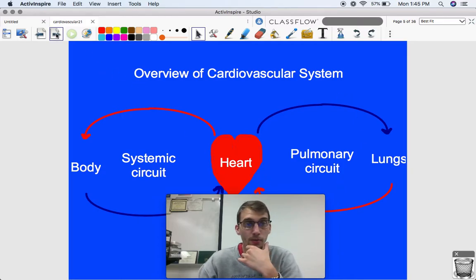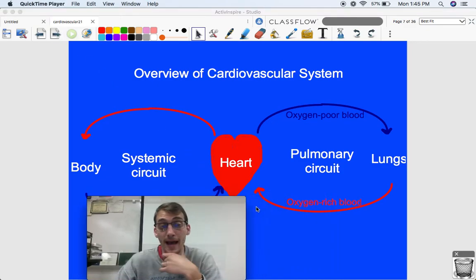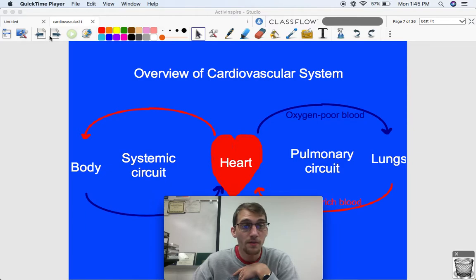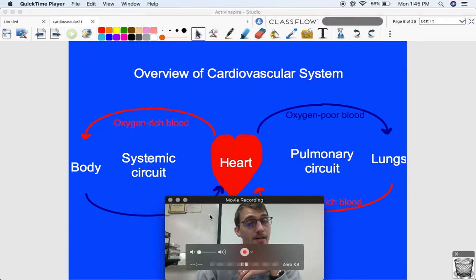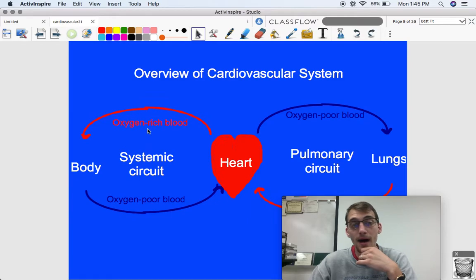Okay, so if we're walking through here, first, the heart sends oxygen-poor blood via the pulmonary circuit over to the lungs. And then the lungs, thanks to their exposure to the atmosphere and to air, supply the blood with oxygen and send that oxygen-rich blood back to the heart. And then from there, what does the heart do? Its job is to send that oxygen-rich blood over to all the body tissues that need it via the systemic circuit. And then finally, the body has to send back oxygen-poor blood to the heart, so that this process can repeat and it can come back to the lungs.